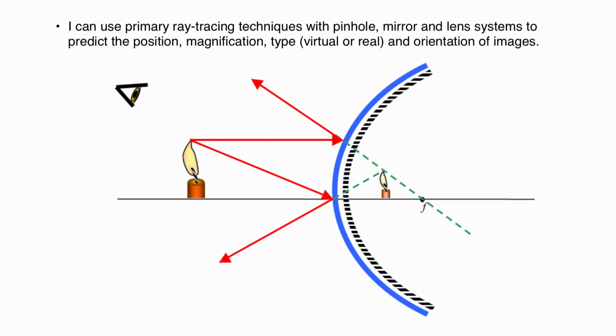Here we see a convex mirror, and the light is bouncing off of it, and the light appears to be originating at a point behind the mirror. This is an example of a virtual image that is formed by a convex mirror.